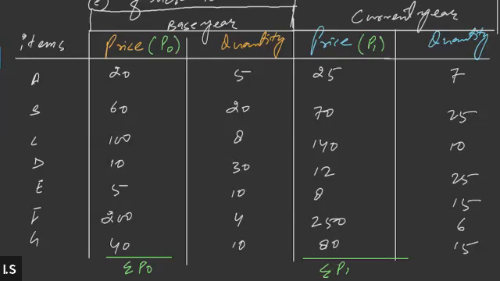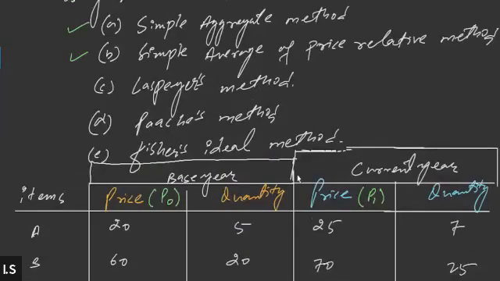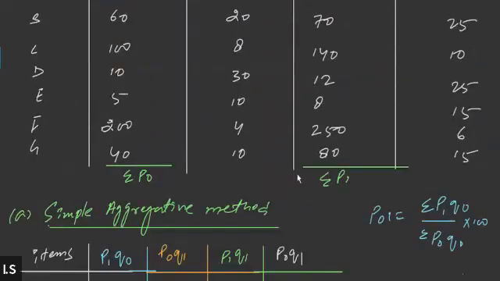By dividing sigma P1 by sigma P0 into 100, we will get the simple aggregative index number. Similarly, in the next method, you will have to find out the relative prices. In order to find the price relative, you will divide P1 by P0 into 100. Then you will add all the price relatives to find the summation, sigma P1 by P0 into 100.